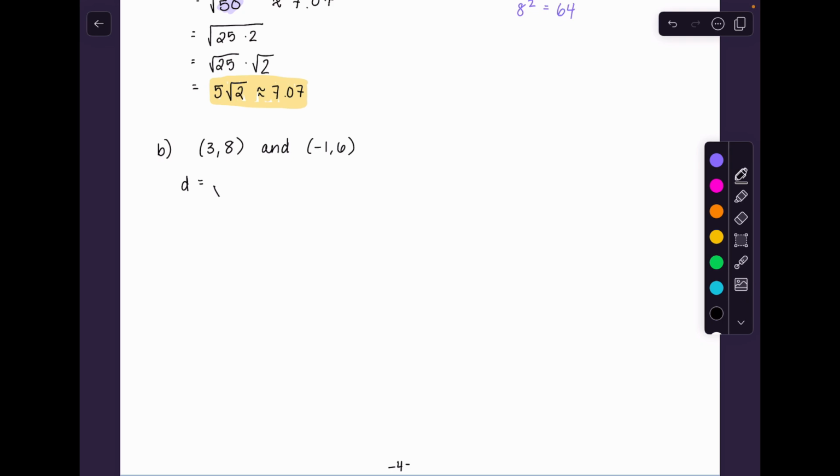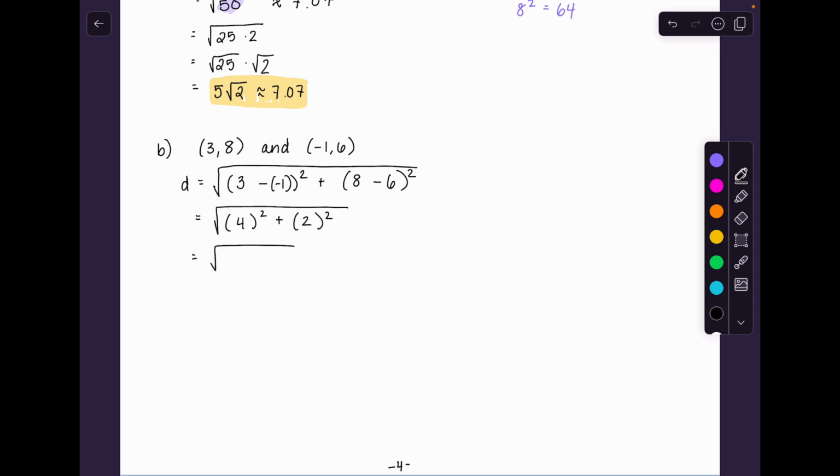Again, just going to preset up our distance. We're going to take a giant square root, difference in x values, plus difference in y values. So filling in my first point, 3 and 8, and then -1 and positive 6. So if you do 3 minus -1, that's 3 plus 1. So this will be 4 squared. And 8 minus 6 is 2. 4 squared is 16. 2 squared is 4. So the distance between these 2 points is the square root of 20.